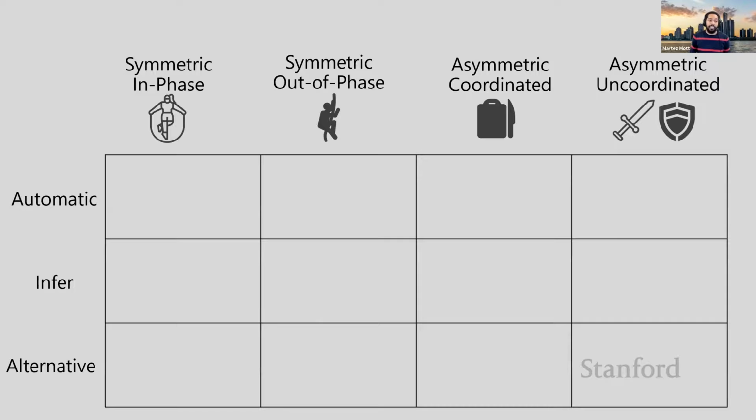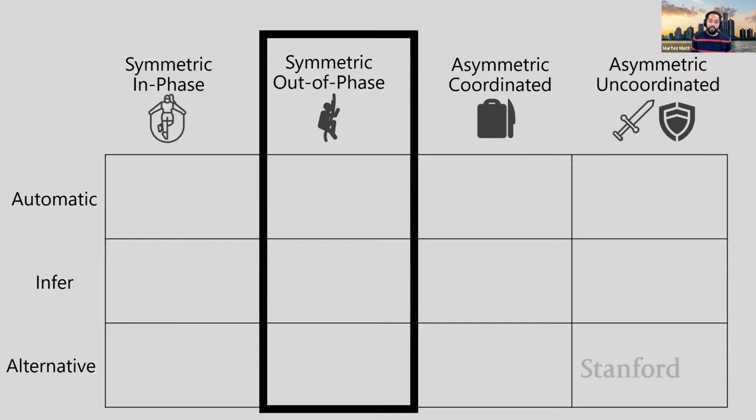Whatever designs or interaction techniques you come up with on the spectrum from less to more autonomy, you can overlay those with the different types of interaction methods. So I'm going to go through an example: if I had automatic inferring or alternative input, what does that look like for symmetric out of phase interactions?